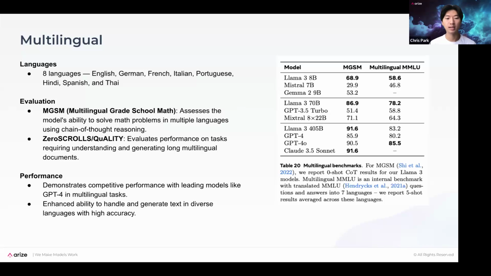Performance wise, it demonstrates competitive performance with leading models like GPT-4 and can generate text in diverse languages with high accuracy. So we see, again, smaller models performing pretty well, on par with the large model.